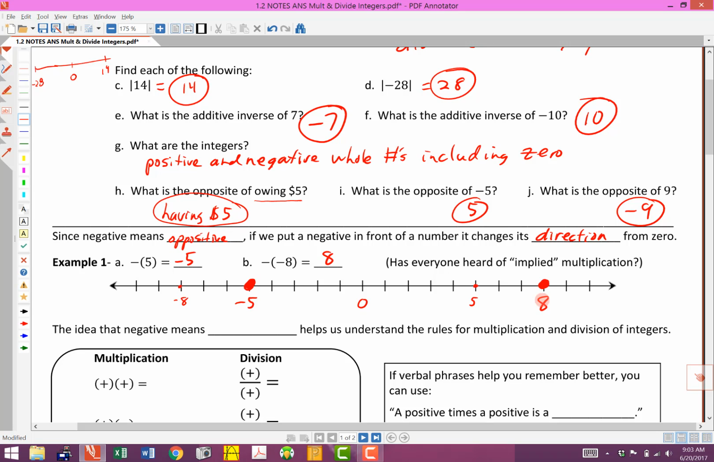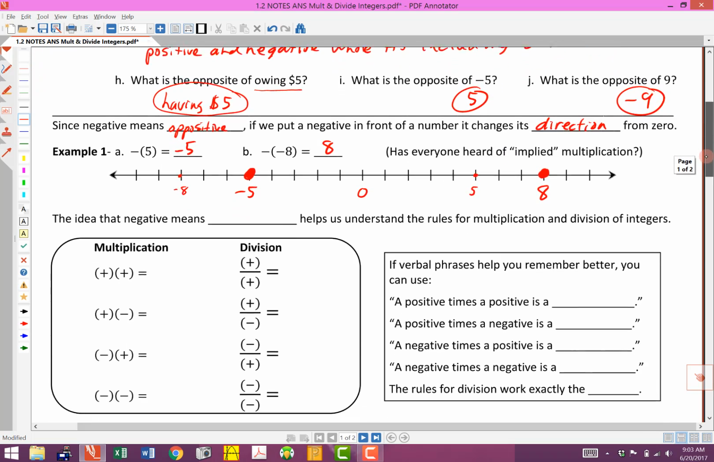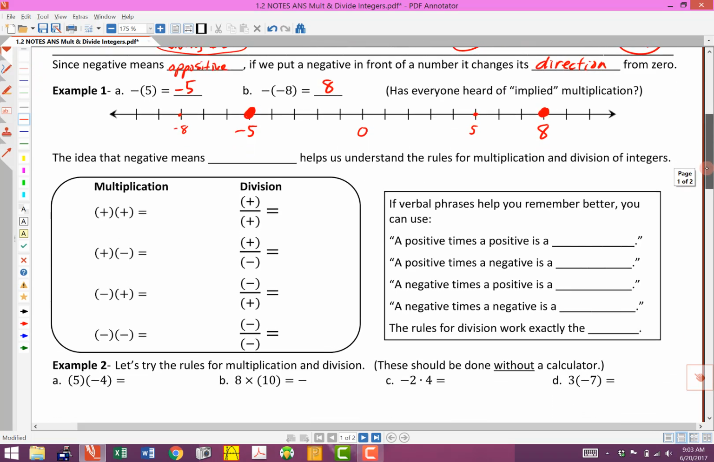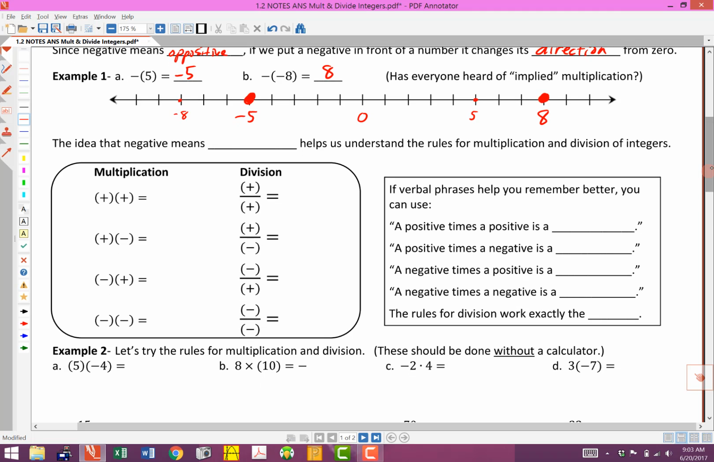Okay, now we're going to talk about implied multiplication. And hopefully you've heard of that. If not, we're going to describe what that is. But we use implied multiplication a lot once we get past elementary school, and you're going to see a whole bunch of that today. So using the idea that negative means opposite, go ahead and write the word opposite here. That's going to help us understand the rules for multiplication and division of integers.